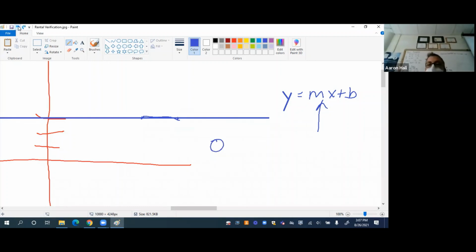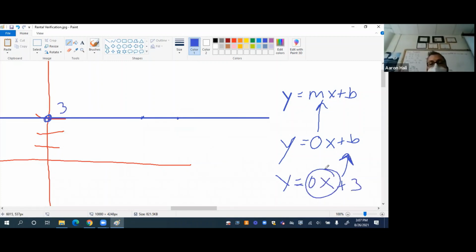We have a 0 slope here. So this m is 0. 0x plus b equals y. The b is what? Yeah, it's the y-intercept. That's 3. So I have y equals 0x plus 3. What's 0x? 0. So we still get y equals 3.